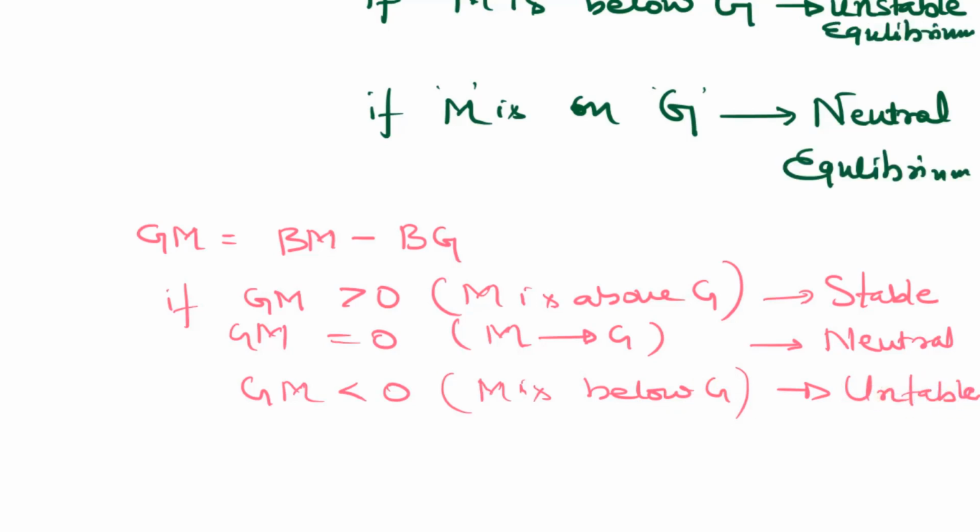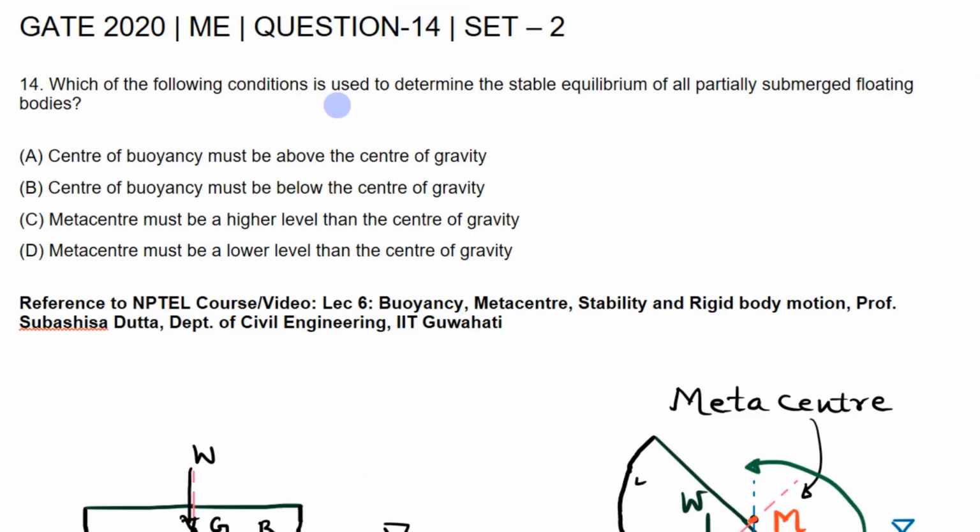Now let's go back to the question and choose the correct answer. The question asked for the condition of stable equilibrium for a partially submerged floating body. We have seen it does not depend only on the positions of the center of buoyancy and center of gravity, but on the metacenter and center of gravity. So options A and B are incorrect. Metacenter must be at a higher level than the center of gravity, so option C is the correct choice. That is how it will create a restoring couple which will bring the body back to its original equilibrium position.